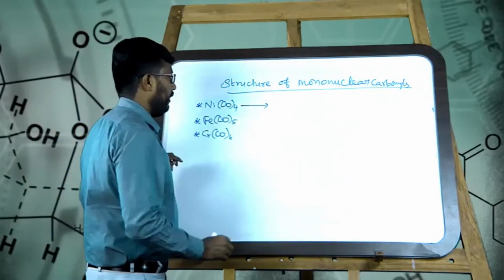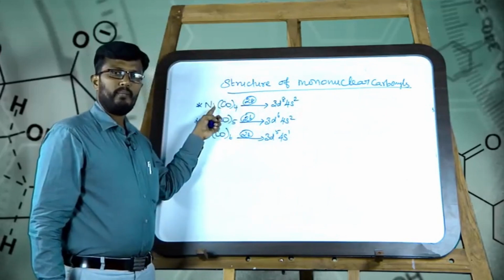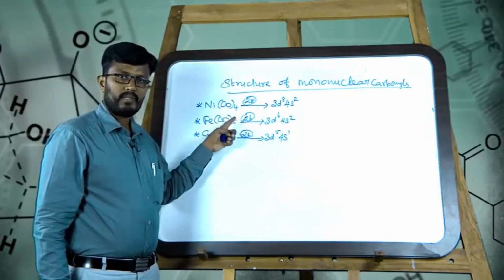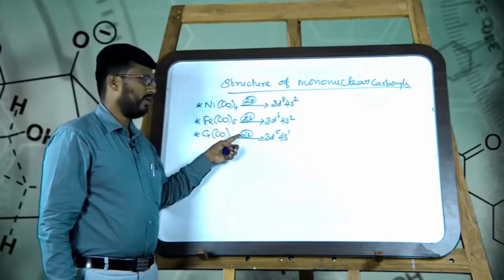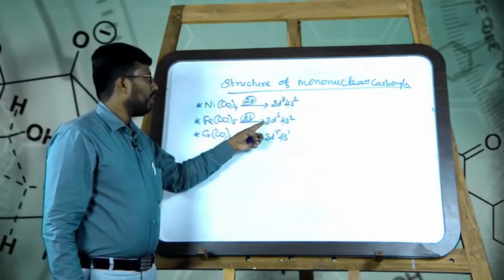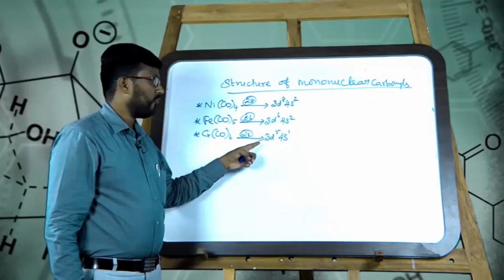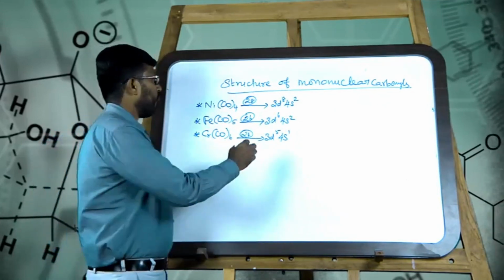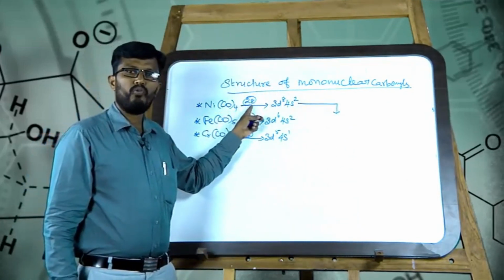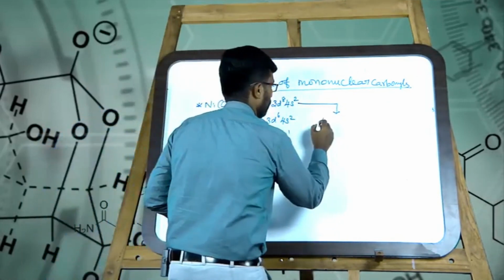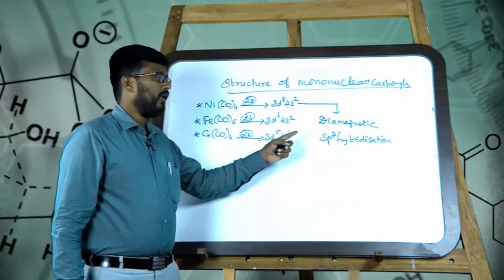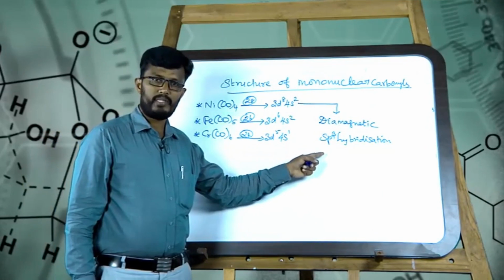For nickel tetracarbonyl, the atomic number of nickel is 28. The atomic number of iron is 26. The atomic number of chromium is 24. The outermost electronic configuration of nickel is 3d8 4s2, for iron 3d6 4s2, and for chromium 3d5 4s1. From this, it is also found to be diamagnetic. Nickel tetracarbonyl is diamagnetic, and the hybridization of nickel tetracarbonyl is sp3.